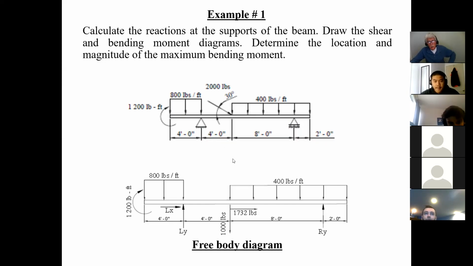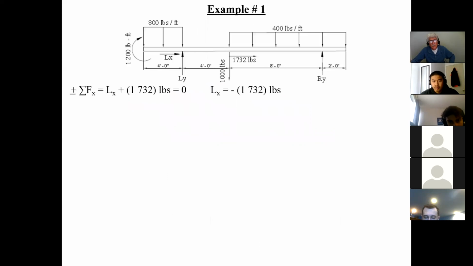Now, from here, I start calculating my reactions. So the easiest one to calculate, of course, is I do the sum of Fx. Sum of Fx is equal to Lx. Now, I'm assuming Lx is in this direction, plus 1732. Do I have anything else in the x direction? No. So for all of this to be in equilibrium, they all have to add up to 0. Now, I end up getting a negative value here.